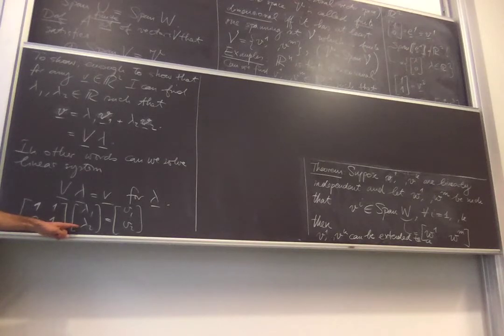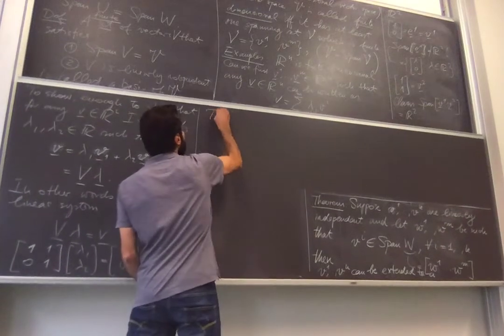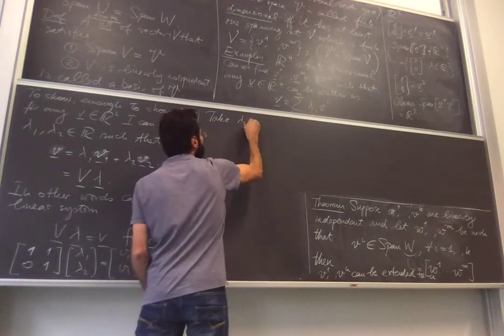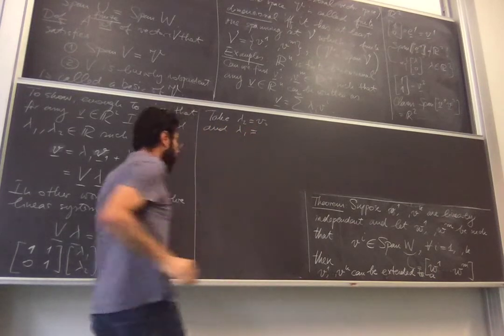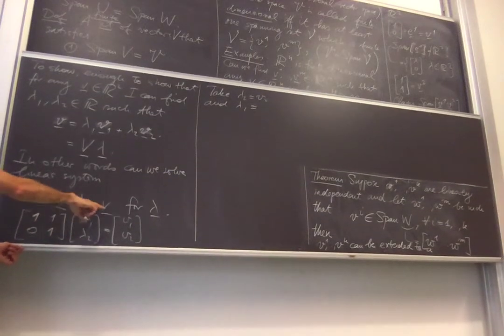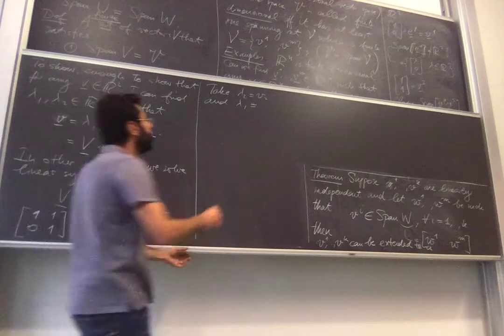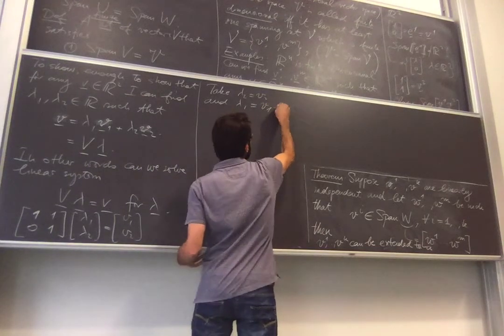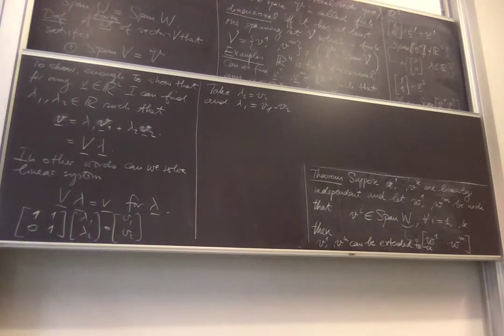Who will you take lambda 2 to be? It's V2. So the solution would be to take lambda 2 to be V2. And lambda 1, that's the only non-trivial bit. Lambda 1 has to be equal to V1 minus lambda 2, right? Which happens to be V2. And V1. That's the solution. So any vector V1, V2 I give you in R2, you can always write it as a linear combination.